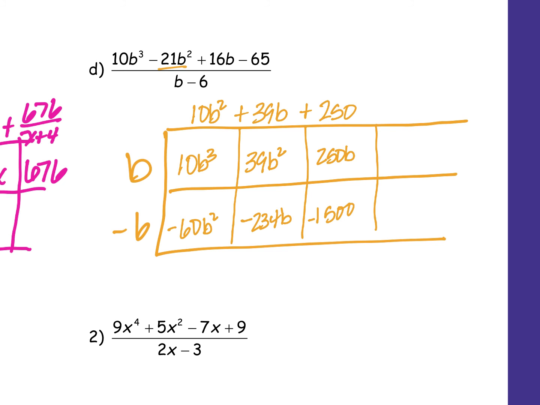And then I need it to be negative 65. So I think that's 1435. So plus 1435 divided by b minus 6. Whew. Right? Okay.